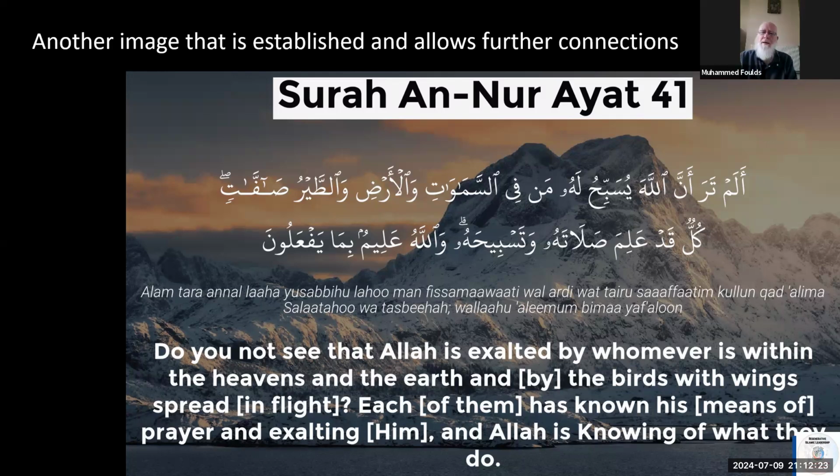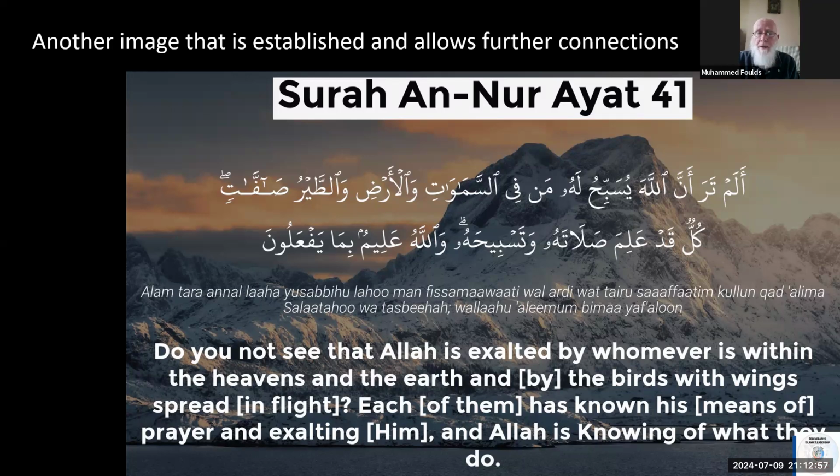So here, do you not see how Allah subhanahu wa ta'ala is exalted by whoever is within the heavens and the earth, exalted, yusabbihu. So it starts there. This is present tense, future tense, but it starts with a dhamma. This is going back to nahwa and so on. Here, if it's with a dhamma, it means that all of creation, whether we know it or we don't know, in the heavens and the earth, all of creation is praising Allah subhanahu wa ta'ala.